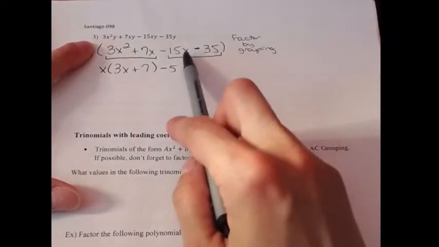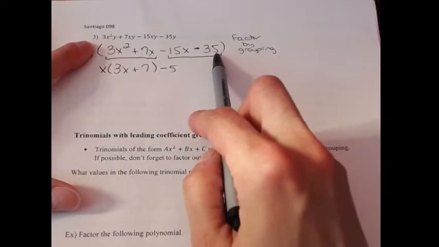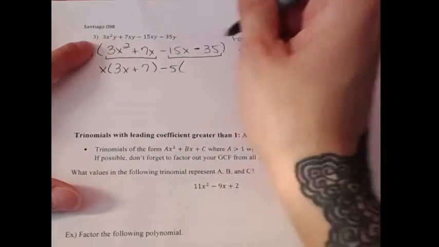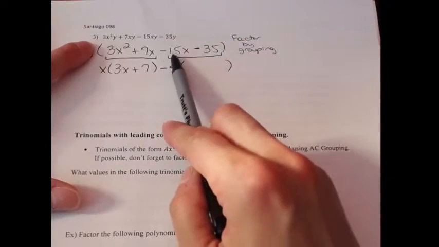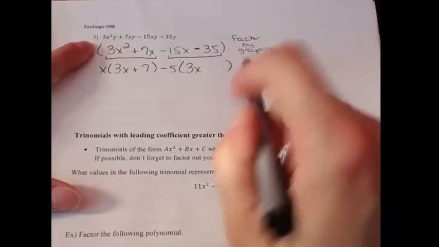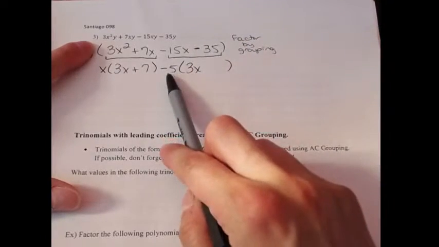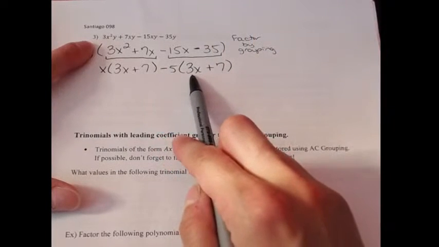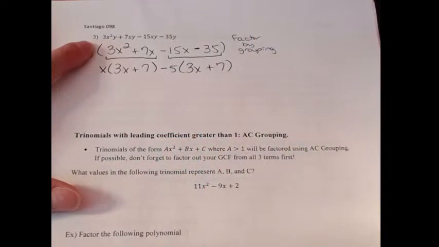Notice the variable part. I cannot factor out an x because this term does not have an x to give. So if I factor out a negative 5, let's take a look. Negative 15x divided by negative 5 is a positive 3x. And then negative 35 divided by negative 5 is a positive 7. Double check. Negative 15x, negative 35.